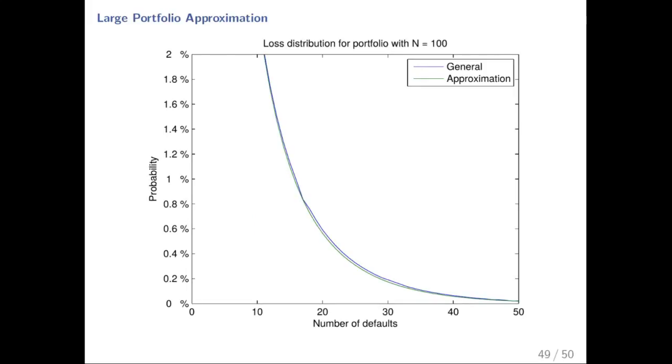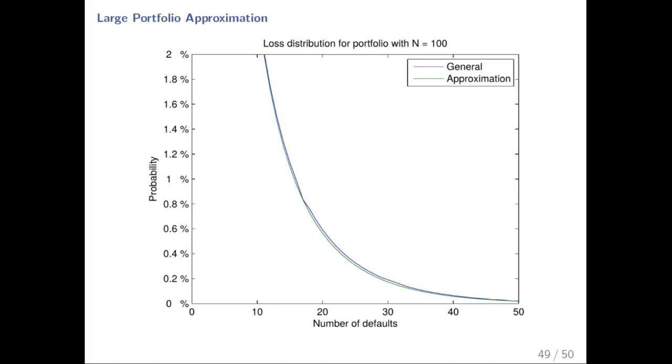The point of this exercise is to show you that with the large portfolio approximation approach, if I have n equals 100, what I'm showing you here is exactly the same result as above. I have a general solution, which is the summation and the integrations. These are the number of defaults, and this is the probability of obtaining a particular number of defaults, for example exactly 20 defaults. It was relatively low in the numbers that I picked. Here I'm plotting the general solution and the approximate solution. They're lying on top of each other.